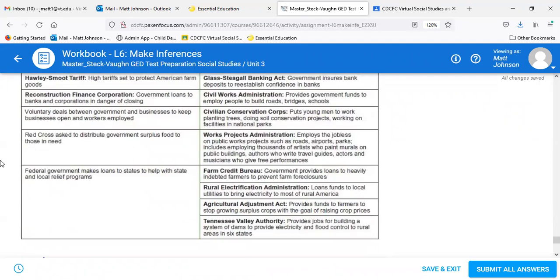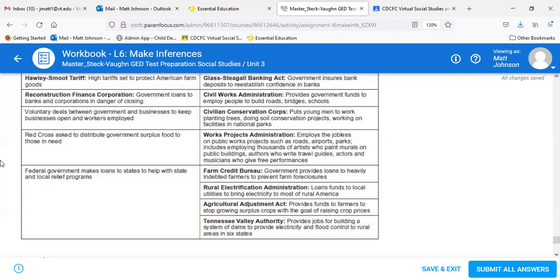So it employs the jobless on public works projects such as roads, airports, parks, and includes employing thousands of artists who paint murals on public buildings, authors who write travel guides, actors and musicians who give free performances. The Farm Credit Bureau, which is still around today. Government provides loans to heavily indebted farmers to prevent farm foreclosures. Rural Electrification Administration loans funds to local utilities to bring electricity to most of rural America.